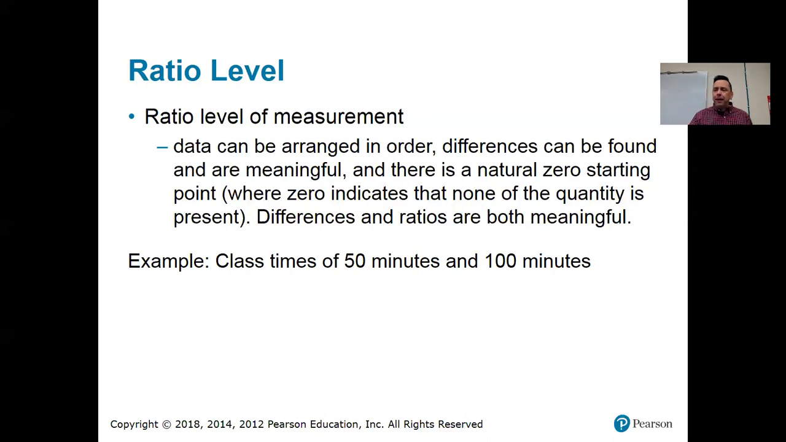Class times of 50 minutes and 100 minutes. It makes perfect sense to say that a 100-minute long class is twice as long as a 50-minute class. Makes perfect sense. Everybody understands what that means. 0 minutes is meaningful. -2 minutes doesn't mean anything. I think that's something that I never really thought about before. You typically don't have negatives in ratio, but you do in interval often. Well, at least for temperatures and years, there's negative numbers there. Okay.